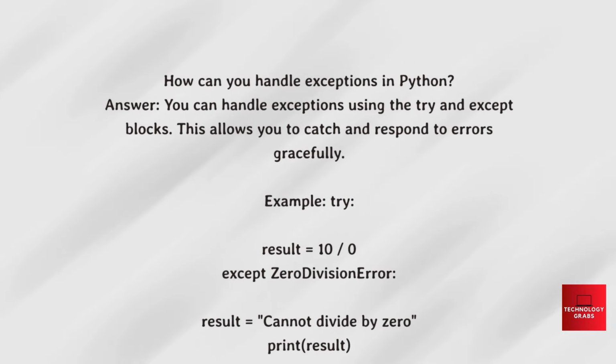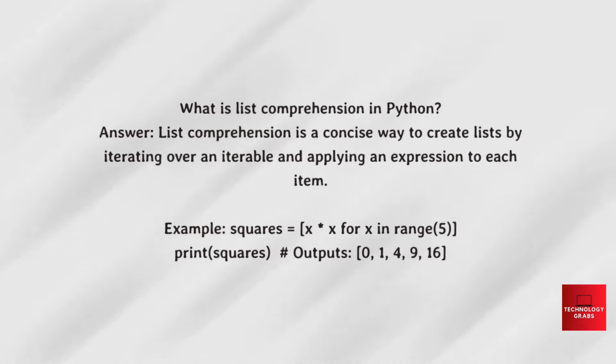How can you handle exceptions in Python? Answer: You can handle exceptions using the try and except blocks. This allows you to catch and respond to errors gracefully. Example: try: result = 10 / 0; except ZeroDivisionError: result = "Cannot divide by 0"; print(result).